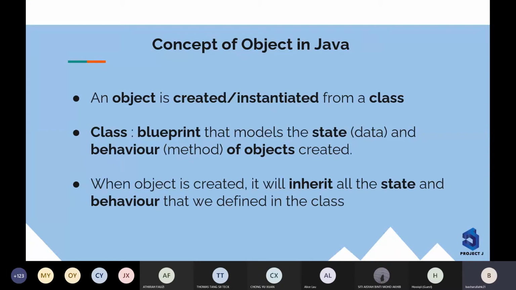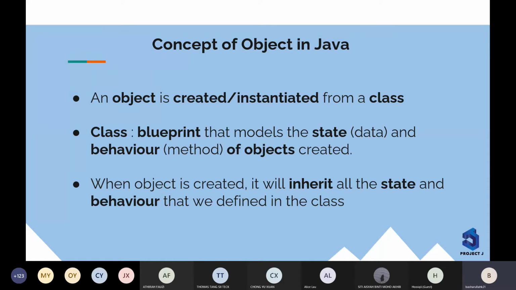Okay, first, an object is created, or instantiated, from a class. A class is a blueprint that models the state and behavior of the objects created. When the object is created, it will inherit all the state and behavior that we define in the class. Let me give you a simple example, guys. Let's say the class we create is animal. From the animal class, we can create an object like tiger.